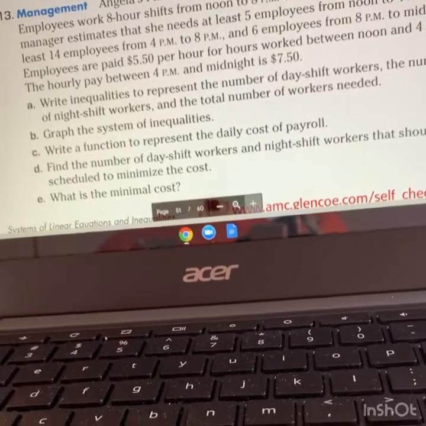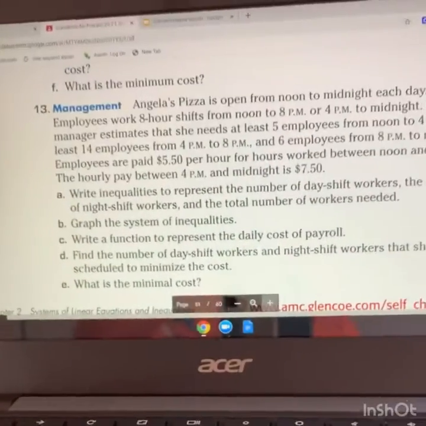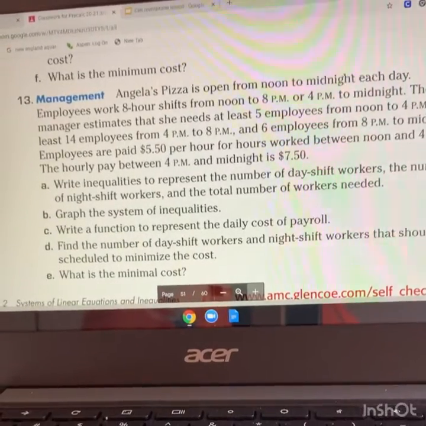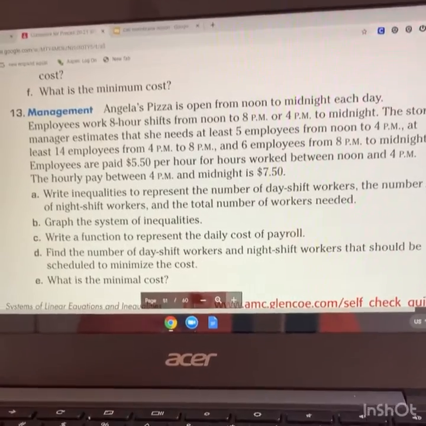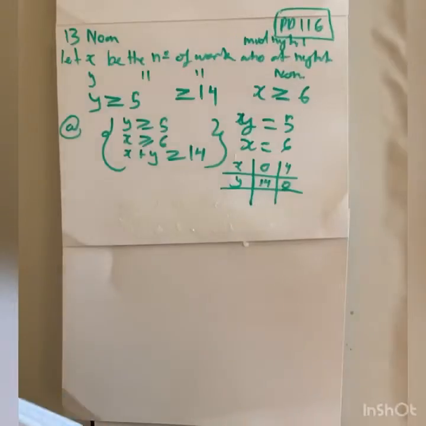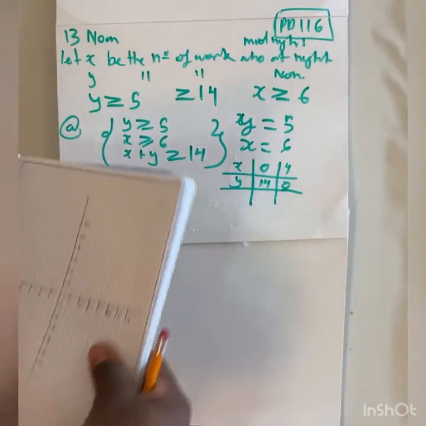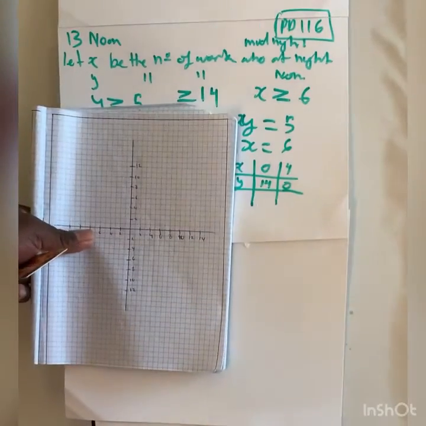And what is the minimum cost? I need to read this question 2 or 3 times. It depends on you, but for me to understand it very well, I need to read it 2 times. Then I write down what is given. So I'm going to graph it.